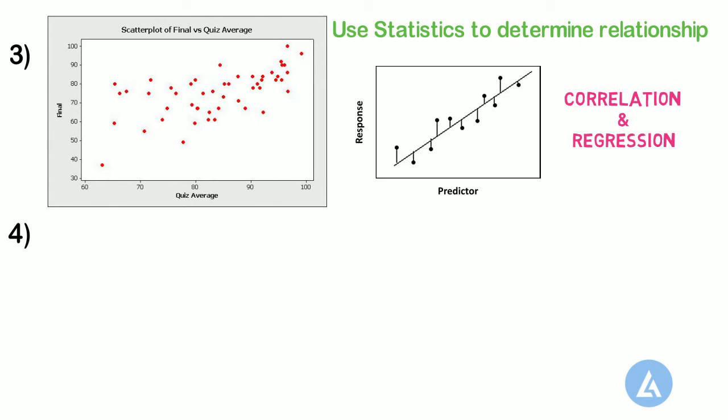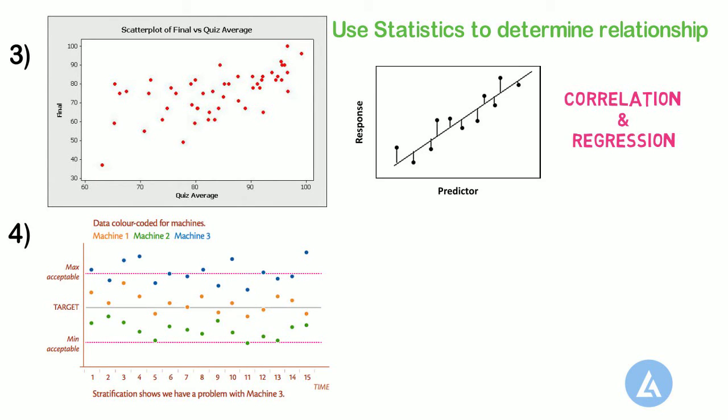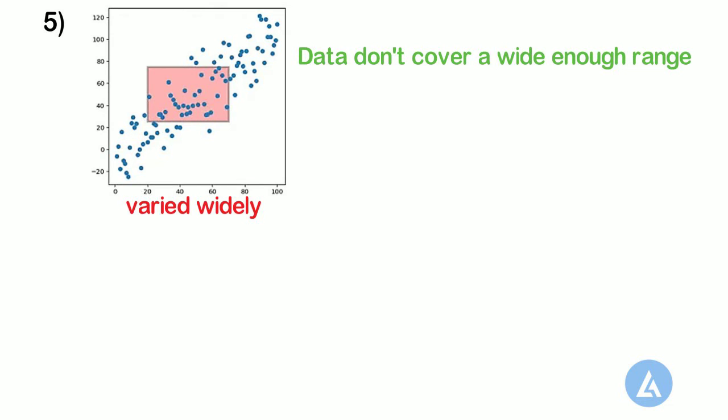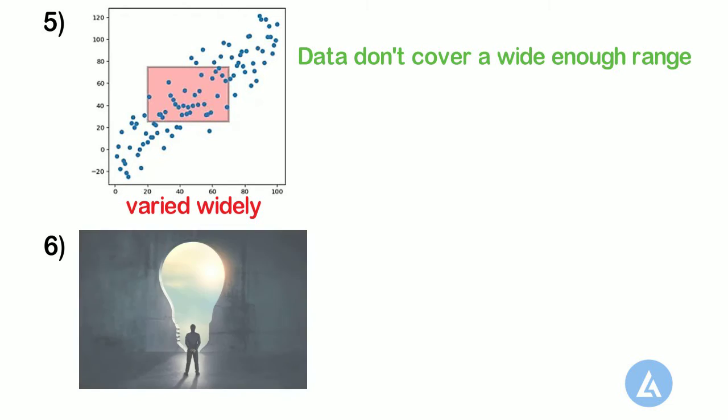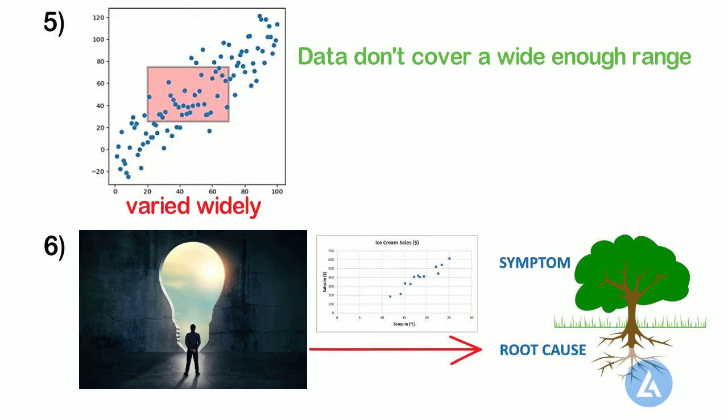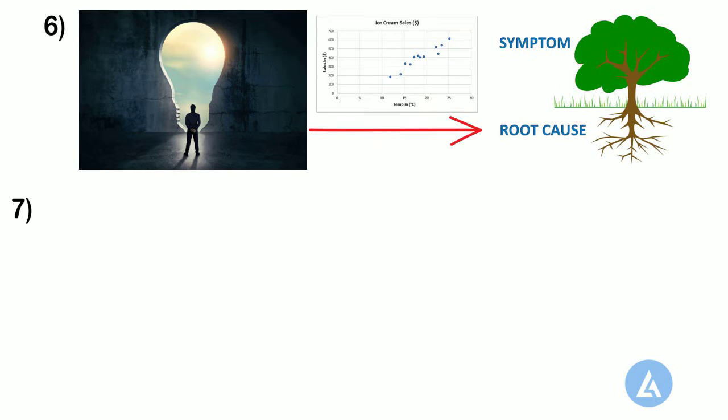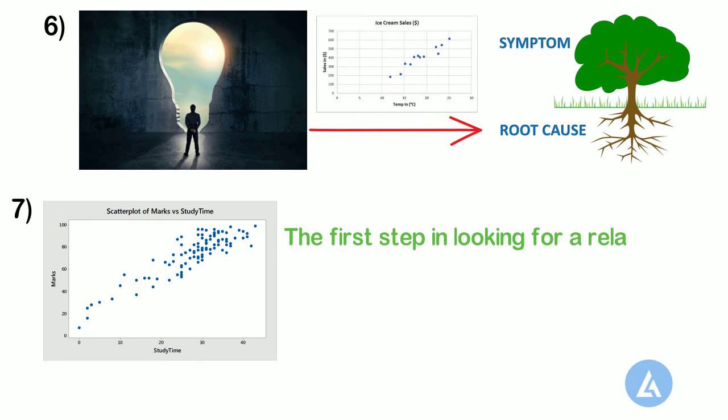4. If the scatter diagram shows no relationship between the variables, consider whether the data might be stratified. 5. If the diagram shows no relationship, consider whether the independent variable, also called x-axis, has been varied widely. Sometimes a relationship is not apparent because the data don't cover a wide enough range. 6. Think creatively about how to use scatter diagrams to discover a root cause, and 7. Drawing a scatter diagram is the first step in looking for a relationship between variables.